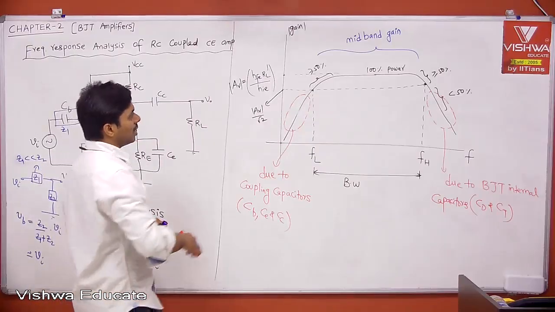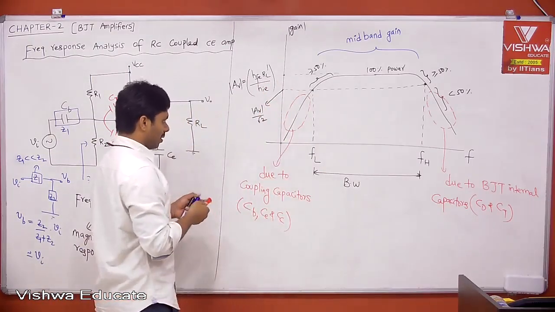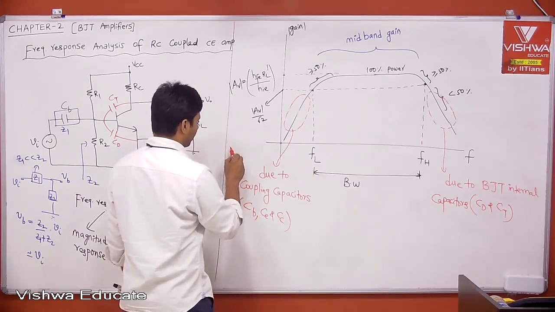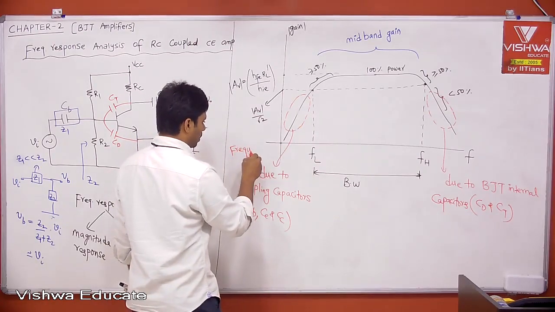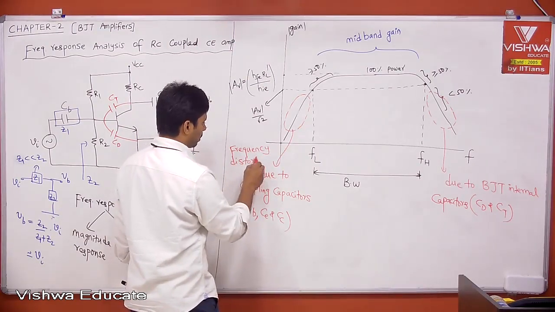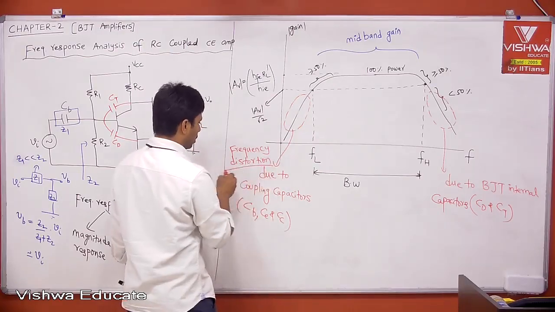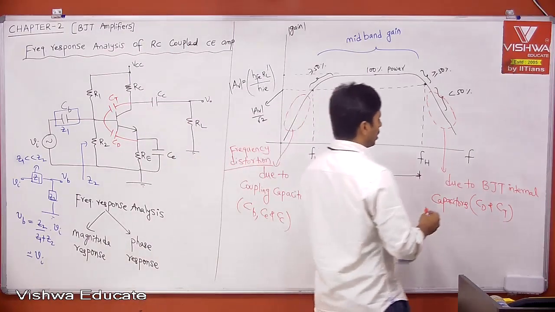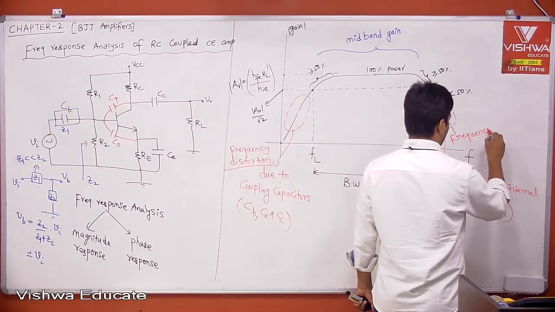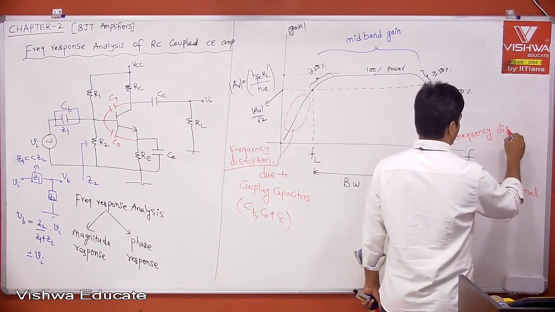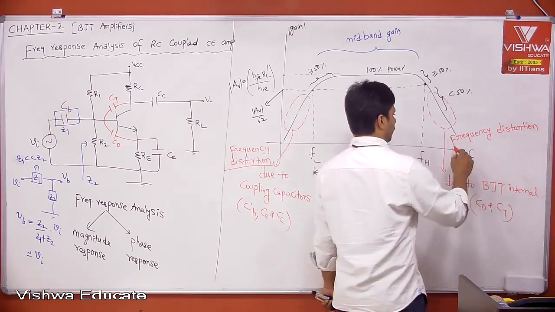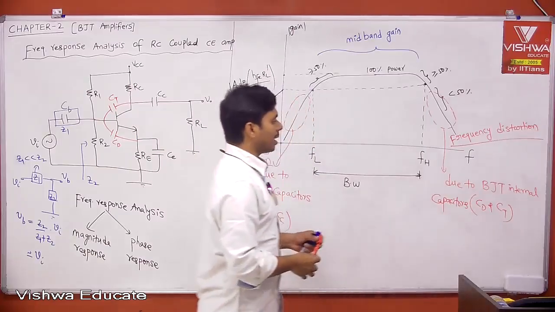Frequency distortion is nothing but your gain is varying with respect to frequency. Therefore, this is what people call frequency distortion. Frequency distortion at low frequency is due to coupling capacitors. Here also frequency distortion at high frequency is due to BJT internal capacitors.